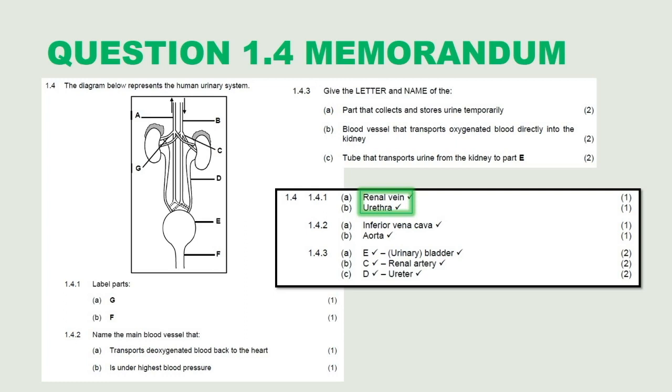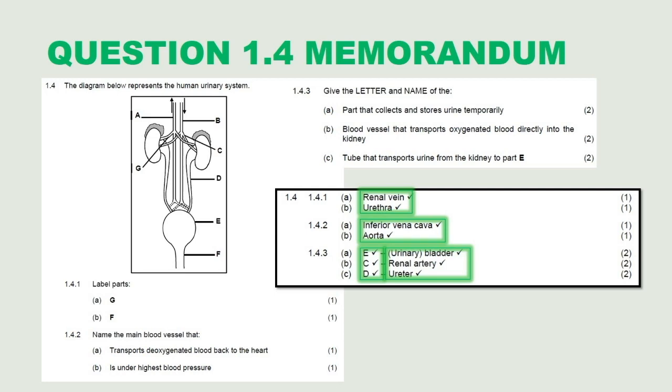Then there are the main blood vessels. The one that transports deoxygenated blood: again, we look at our arrow, which is the vena cava inferior, as it's taking blood back to the heart. Then the blood vessel that is under high blood pressure will be the aorta. Then give the letter and the name of the following. Remember, 1 mark for the letter, 1 mark for the name. The part that collects and stores urine will be letter E, and the name is going to be the bladder.